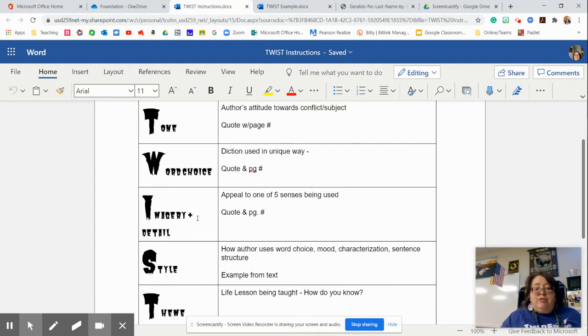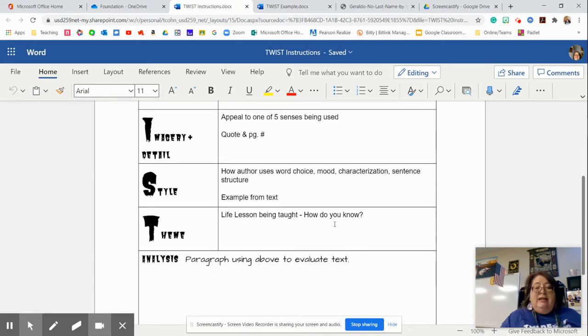I stands for imagery and detail, so appeal to one of the 5 senses being used, with a quote and page number. Style is how an author uses word choice, mood, characterization, and sentence structure to create their own style, and you want to give us an example from the text. And then the theme, which is the life lesson being taught, and how do you know that?